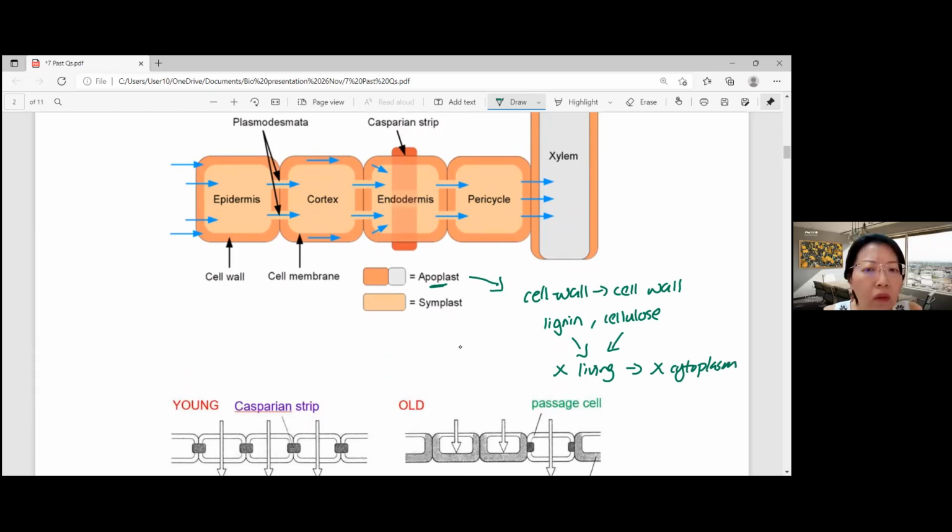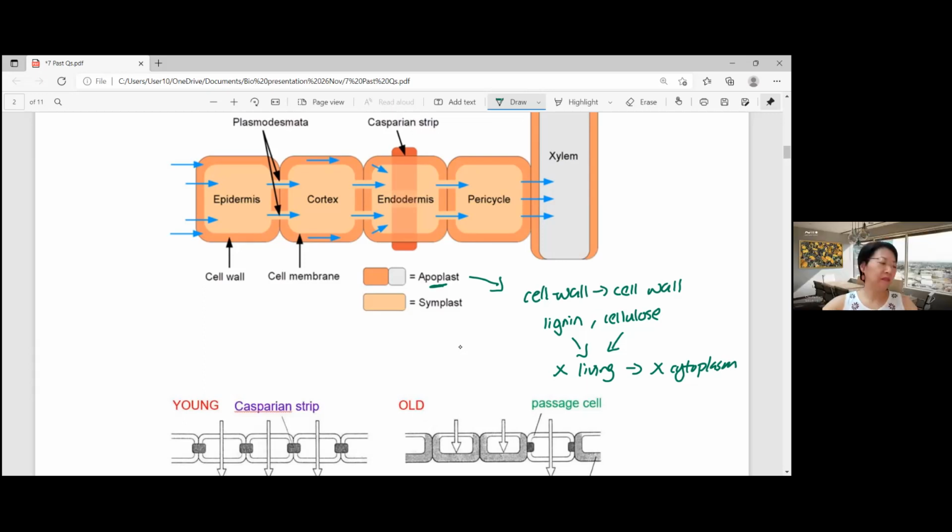Wait. Can the water pass through lignin? I think the water passes through the cellulose part of the cell wall, because lignin is not permeable to water, so water cannot pass through the lignin, I think. This one I'll check later and then I'll post it in the Telegram.